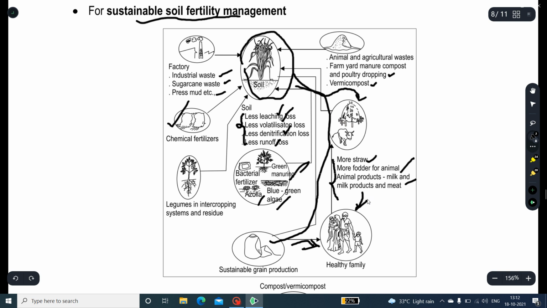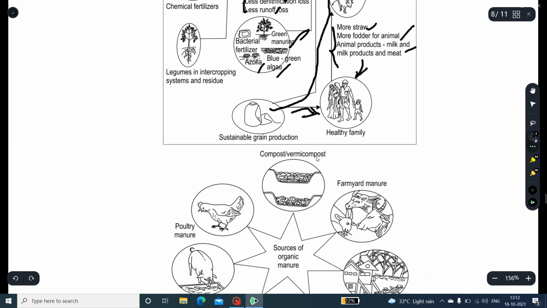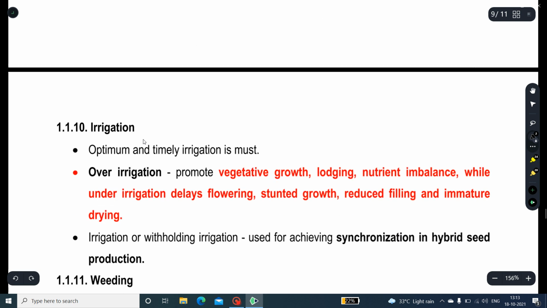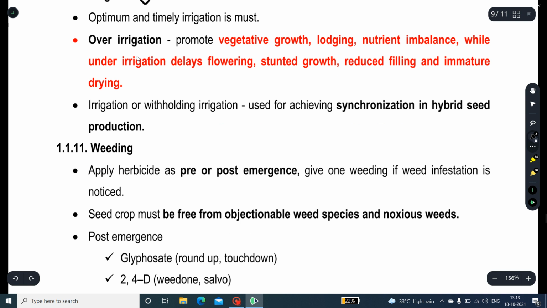for sustaining our life. So the different sources of organic manures are poultry manure, piggery manure, urban or rural solid or liquid wastes, crop waste, waste from agro-based industries, farmyard manure from cow, compost or vermicompost. These are the different sources of organic manures. And the next important factor is irrigation.